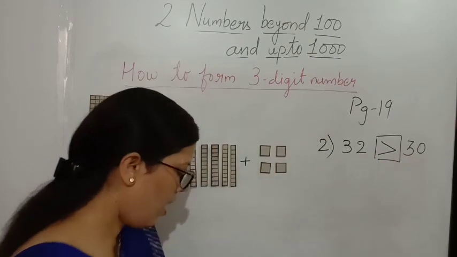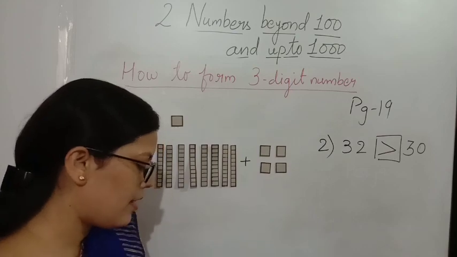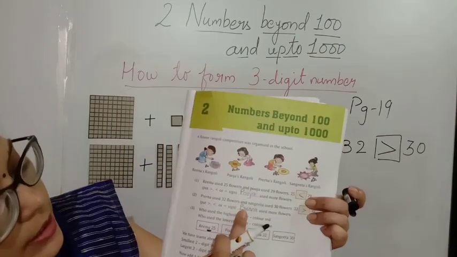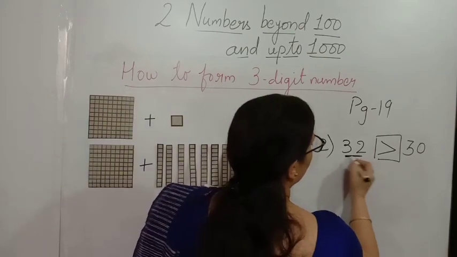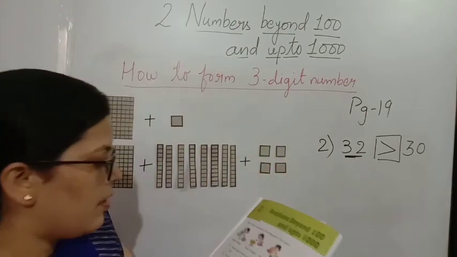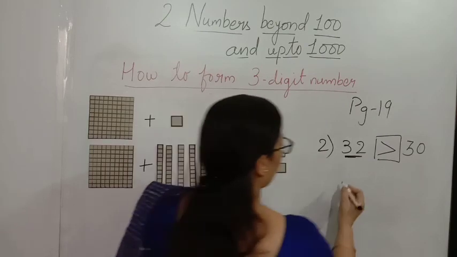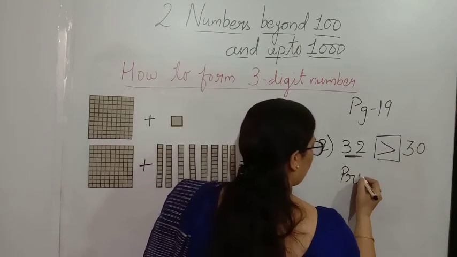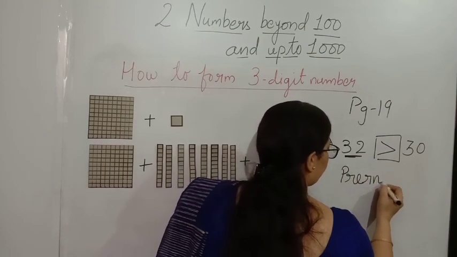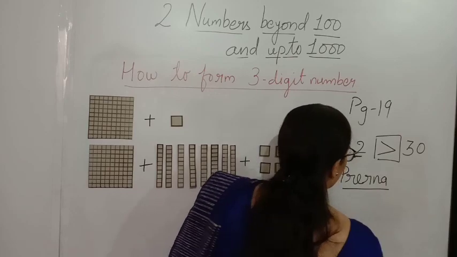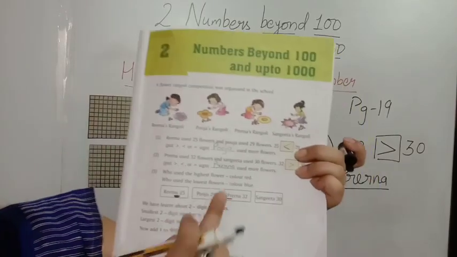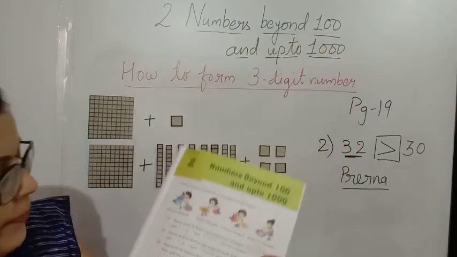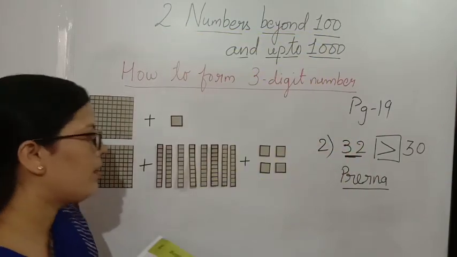Now the next line written here: dash used more flowers. Who used more flowers? Who used 32 flowers? Prerna. So in the dash given, you have to write the name Prerna. And this way you have to write. Clear? Now the third question.